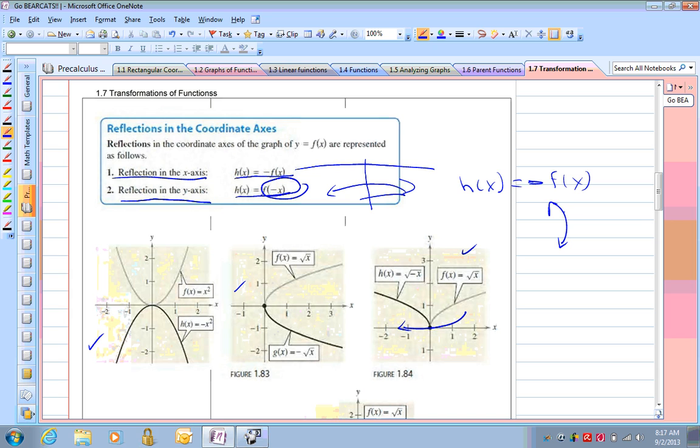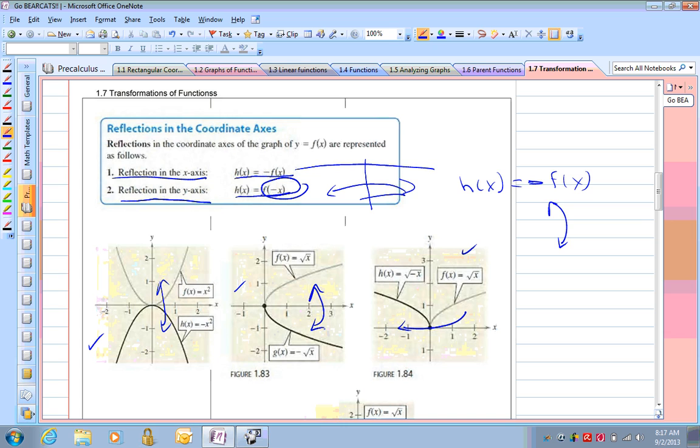And I may have said something incorrect a while ago. These are both moving up and down. This one's reflecting up and down. This one's reflecting up and down. Both of these would be vertical reflections or reflections over the x-axis.